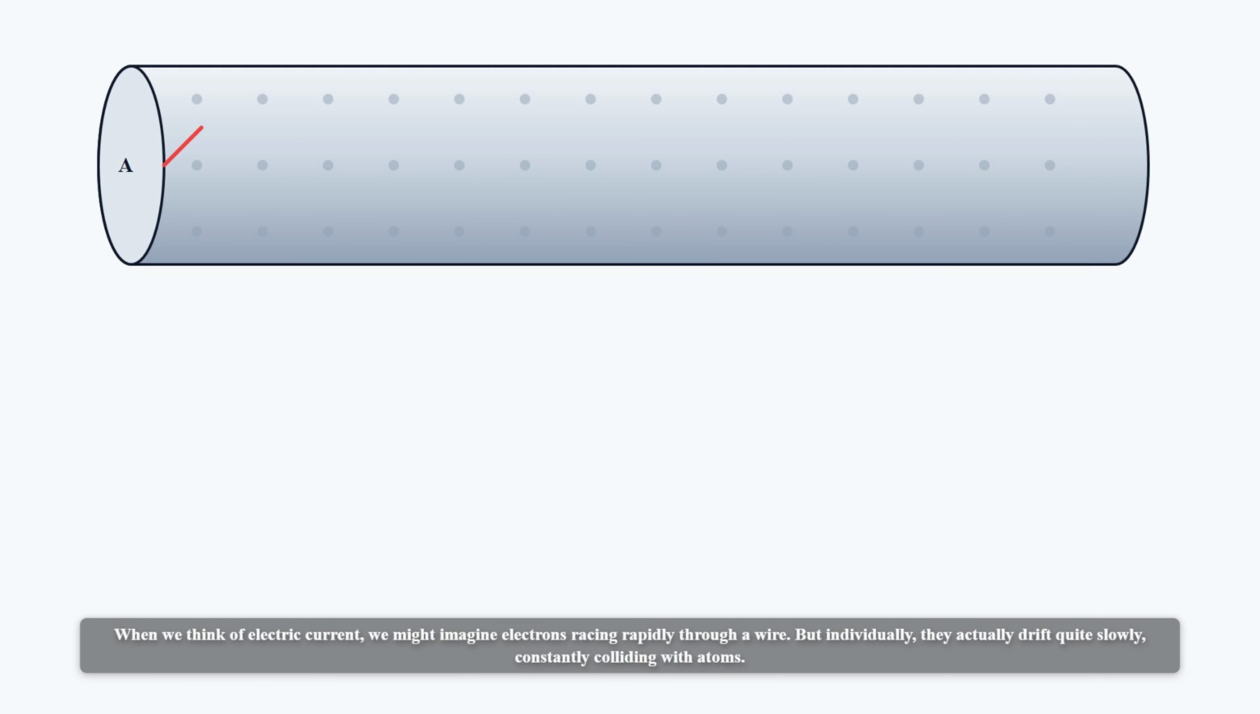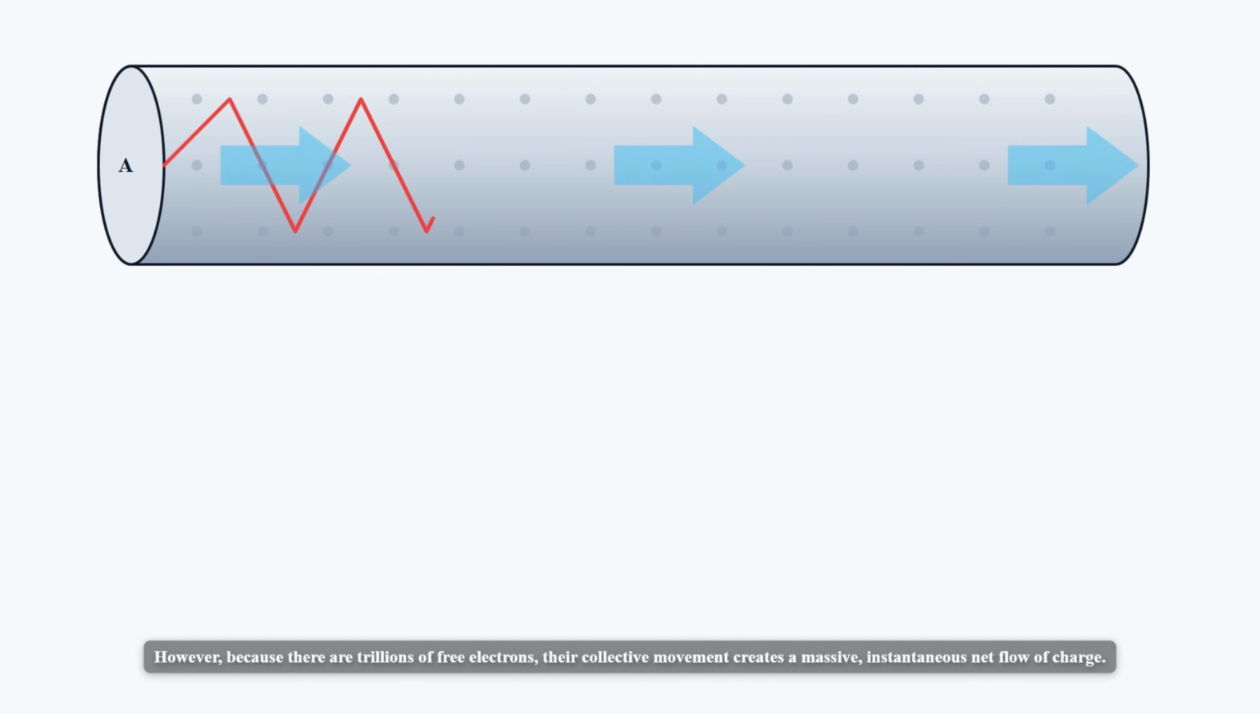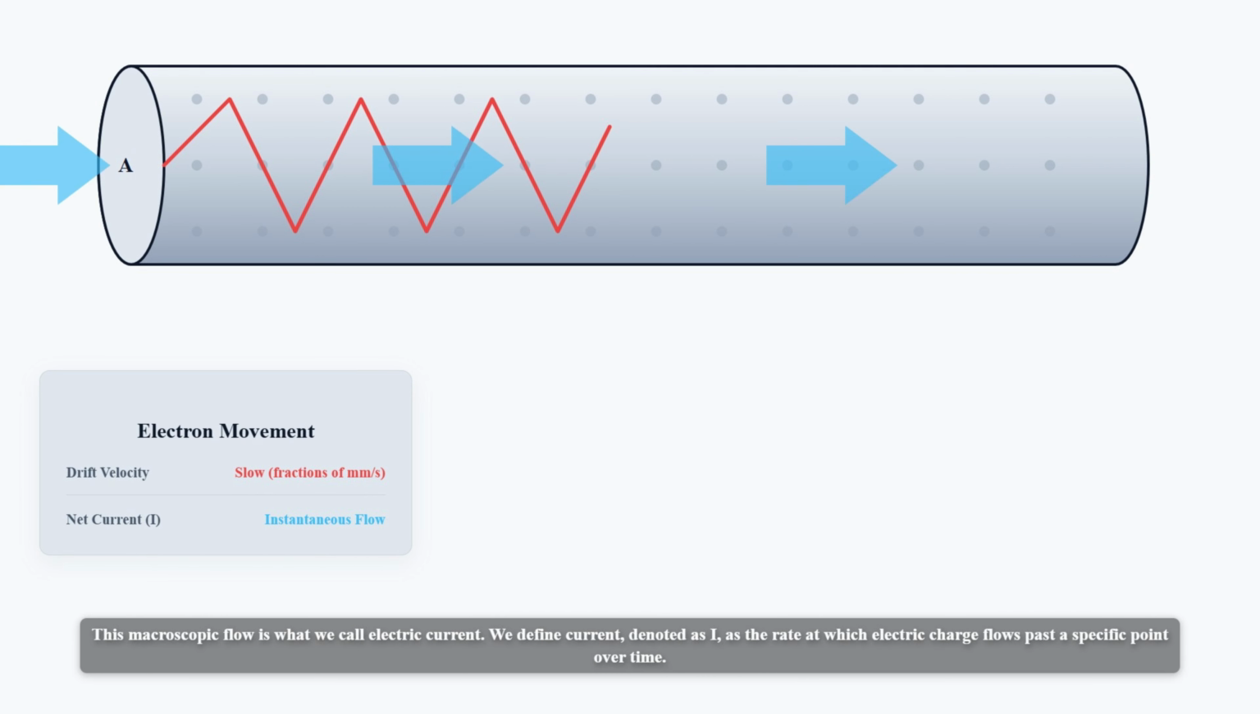When we think of electric current, we might imagine electrons racing rapidly through a wire, but individually they actually drift quite slowly, constantly colliding with atoms. However, because there are trillions of free electrons, their collective movement creates a massive instantaneous net flow of charge. This macroscopic flow is what we call electric current.